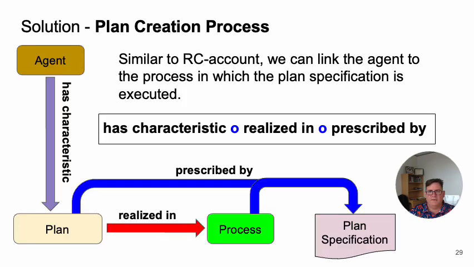We acknowledge that the pattern for using plan creation process is more complex than using prescribed by. However, we think that the use of prescribed by will satisfy most situations. Also, if needed, a property chain can be used to define a shortcut relation between an agent and a plan specification.